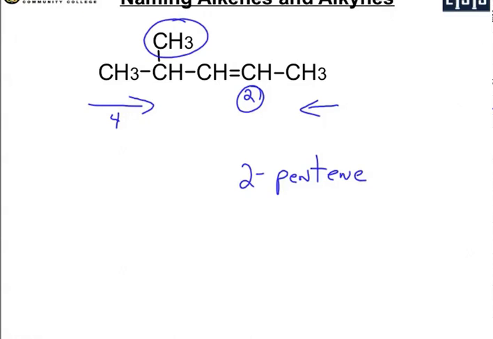And all that's remaining here is there is one other thing on this molecule. There's a methyl group. And so we need to identify that in the name. Again, the numbering has been done by the double bond. So this carbon now is carbon 4. So the methyl group is on carbon 4. So we have a 4-methyl-2-pentene. That is how you would name this molecule.